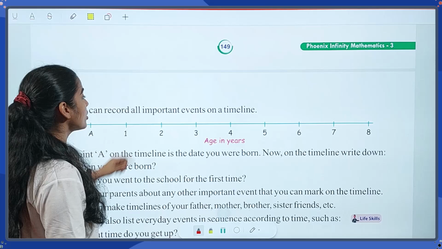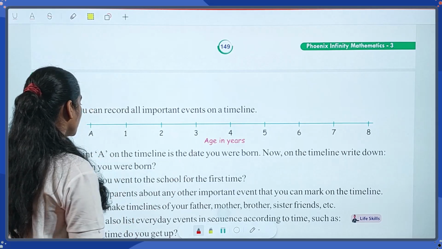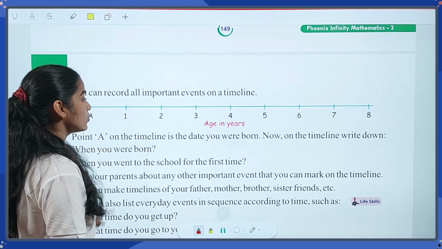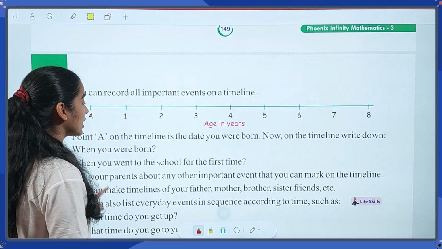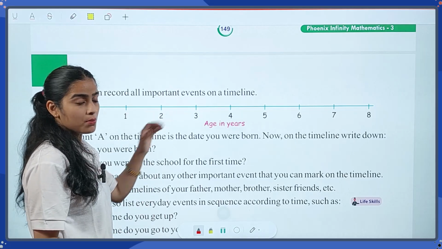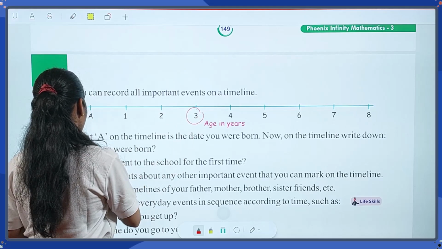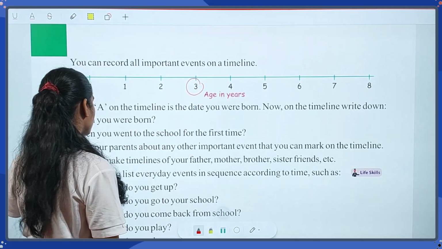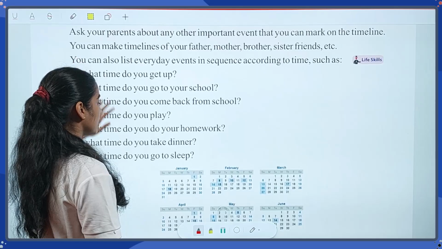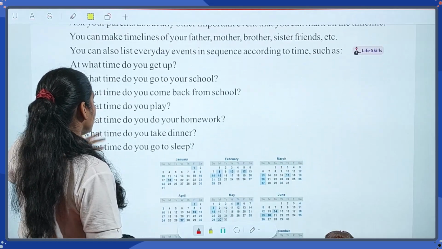You can record all important events on a timeline, age in years. Point A on the timeline is the date you were born. Now on the timeline, write down when you were born. So when were you born? So you have to mark it. For example, you were born on 3. Now when you went to school for the first time. So these are the things you can mention on this timeline to remember.